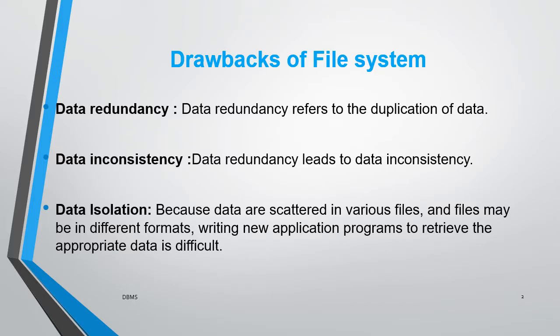We shall see the drawbacks of a file system: data redundancy, data inconsistency, and data isolation. What is data redundancy? Data redundancy refers to the duplication of data.